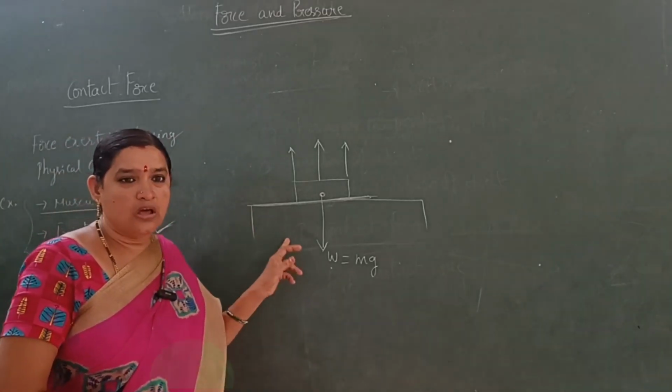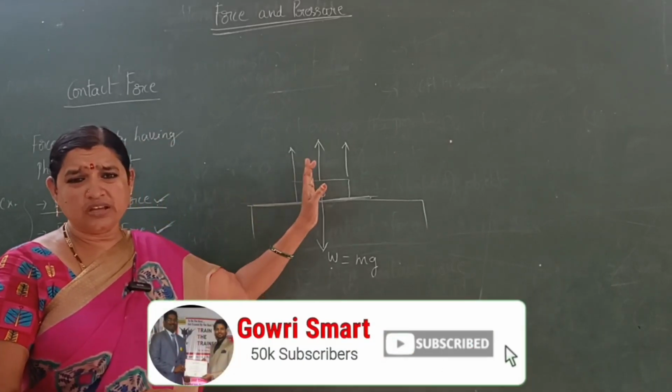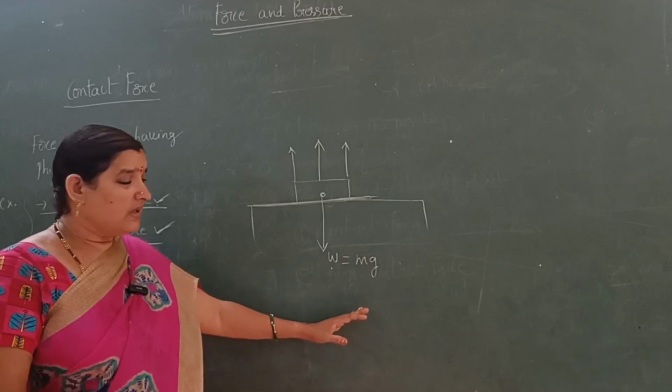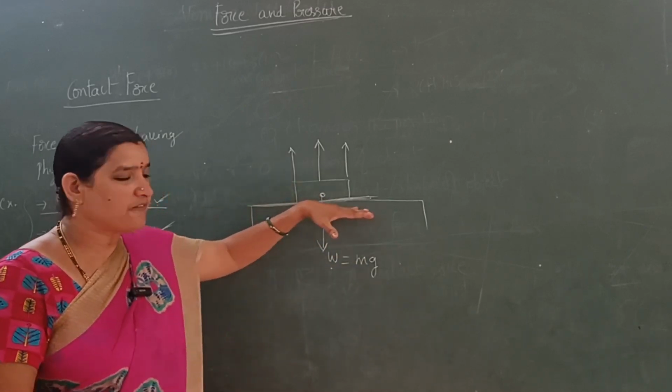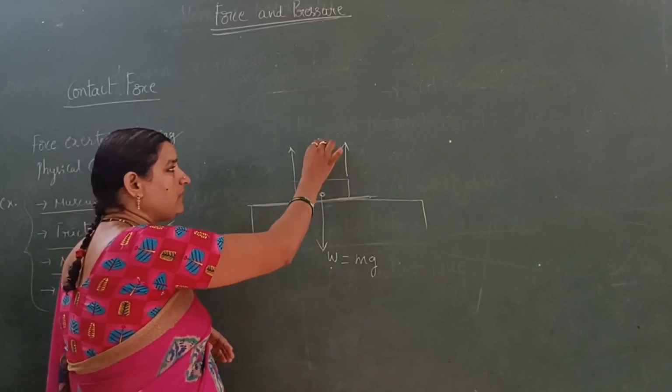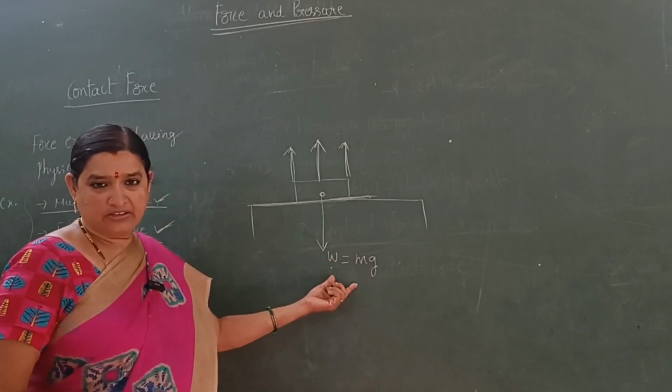The normal force always acts opposite to the gravitational force and perpendicular to the surface. This is a plane surface, so we directly write this normal force in the upward direction, opposite to the gravitational force.